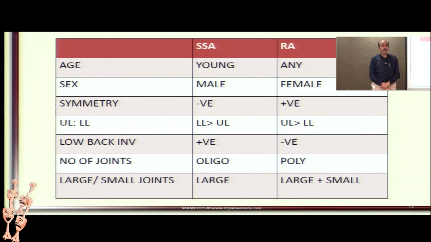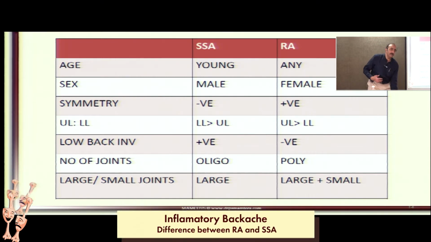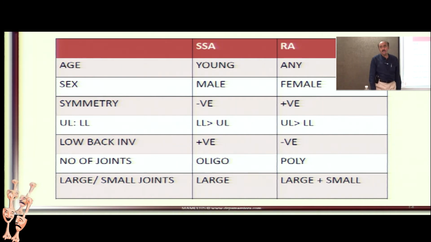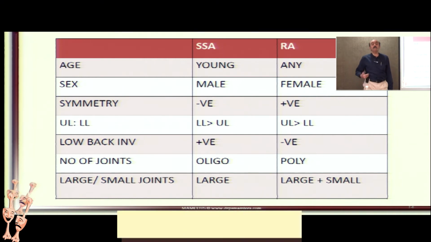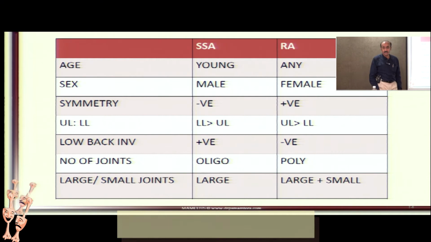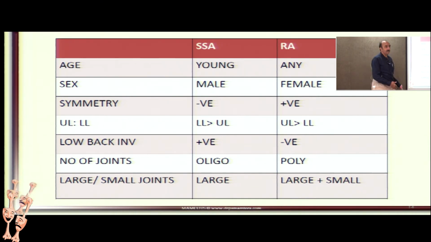Seronegative will have oligoarticular and asymmetrical involvement, meaning you will have, say, the left knee joint and the right sacroiliac joint, or say the left shoulder and the right knee. That kind of affection will be there. Symmetry will not be there, and you will have more proximal joints affected in seronegative. So distal joint affection, meaning foot and hand joint affections, is more likely to be RA than seronegative arthropathy.